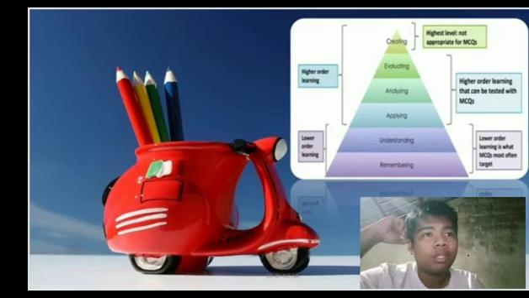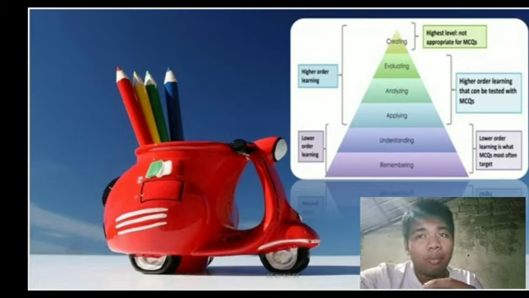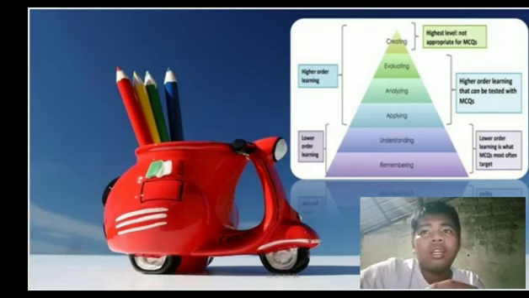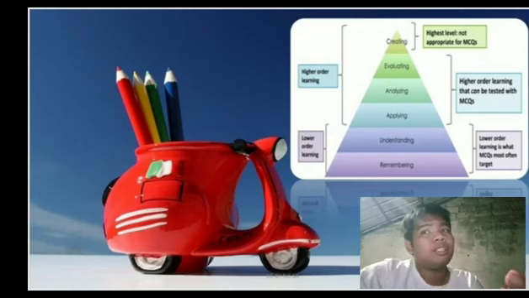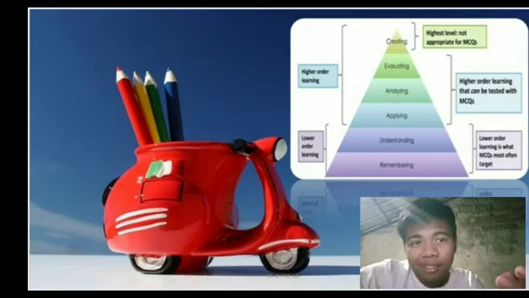The next one is understanding. What is the comprehension? What's the meaning? Explain in your own words how the water cycle works. Describe the main idea of the story we read in class today. Or how would you explain gravity to your younger child?